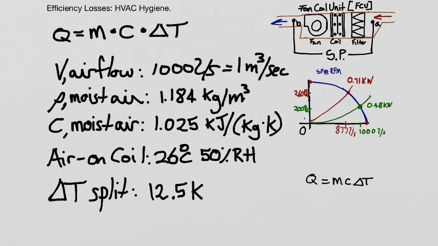When considering the clean air conditioning unit, we have 1,000 litres a second. So we're going to plug this into our equation. We're going to use the density of moist air and generalise that as 1.184 kilograms per cubic metre. We're going to use the specific heat of moist air as 1.025 kilojoules per kilogram Kelvin, and that only applies to the sensible heating. We're going to use an air on coil temperature of 26 degrees, 50% relative humidity, and we're going to use the coil split air on off temperature difference of 12.5 Kelvin or 12.5 degrees C.